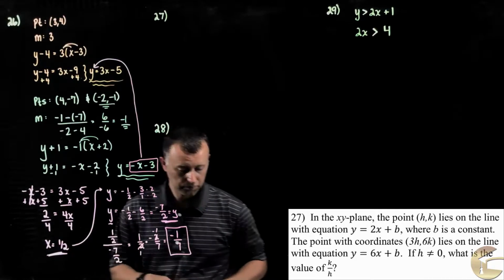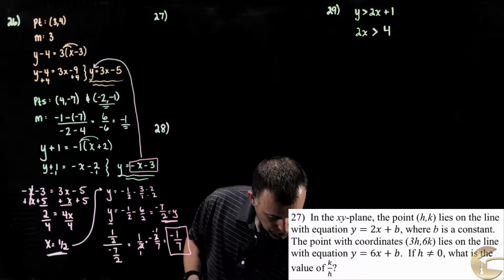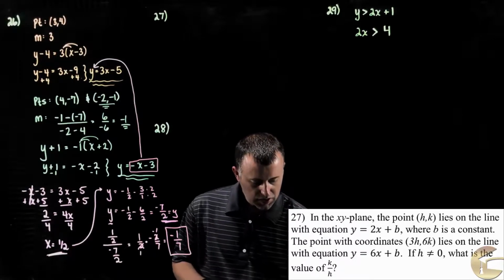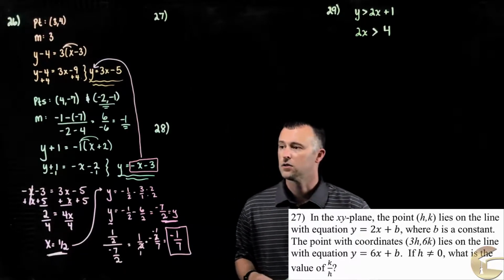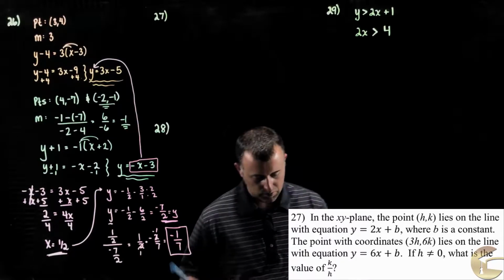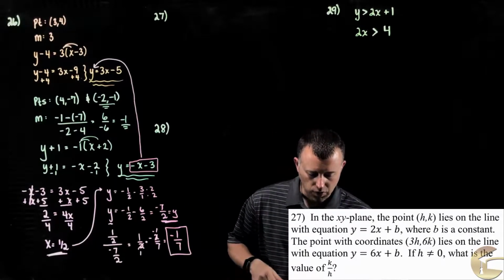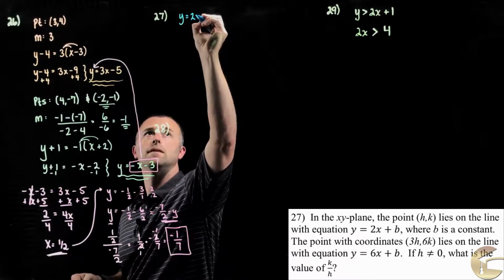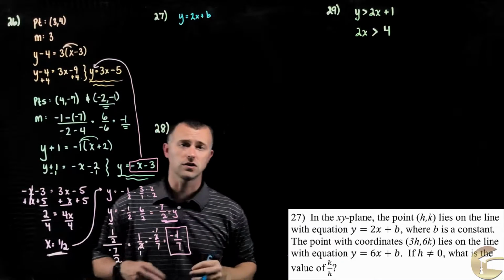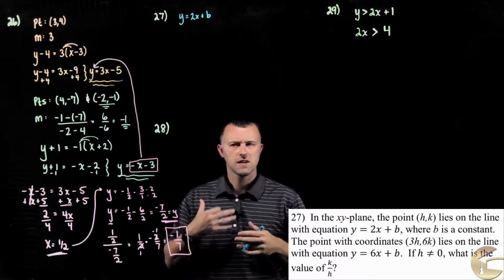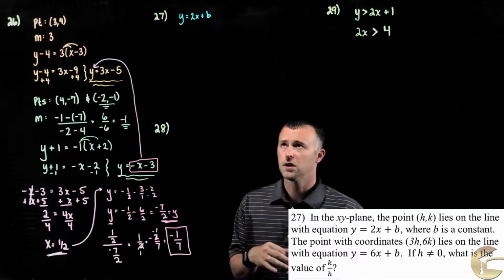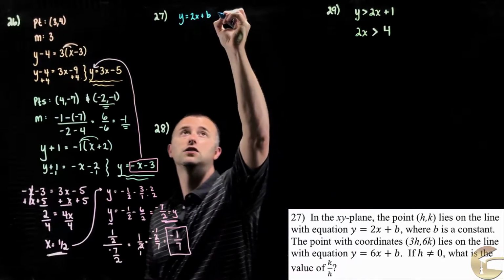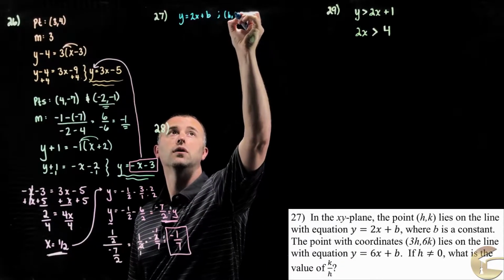Number 27, this one says we have, in the xy plane, hk lies on the line. So we have hk, which is a point, that lies on the line with the equation y equals 2x plus b. Usually if they give you an equation and they're giving you a point, even if that point is in terms of variables, you're going to want to plug those variables into that equation. So they're telling me that hk is a part of this problem.